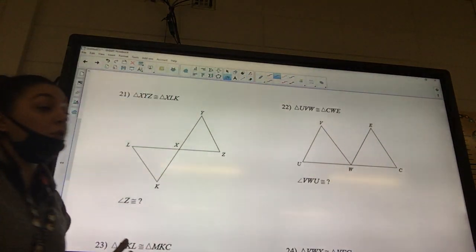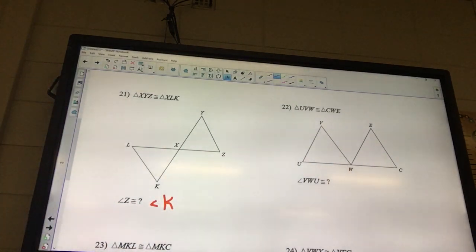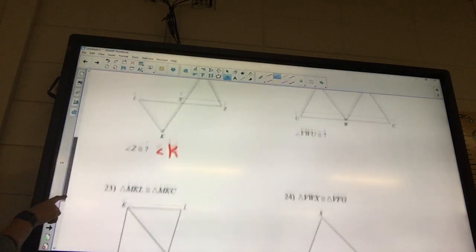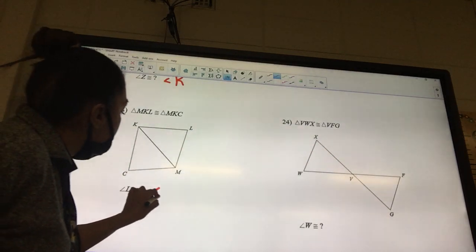So you need to use your notation right though. You need to write this for an answer. It should look like this. Don't write me down just K. I know some of you did. On all of your answers, if you're writing letters, you should have a triangle or a line segment or an angle notation. That's not right. At least you put something. Okay, 23. Angle L. What's congruent to angle L? Oh, see? Angle C. Where's the angle C?